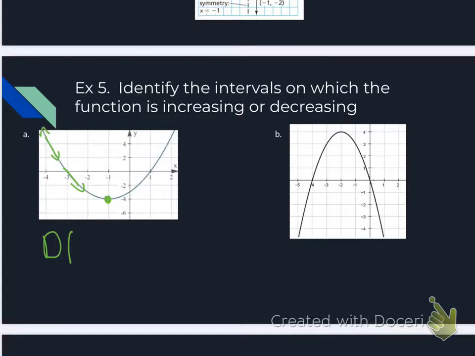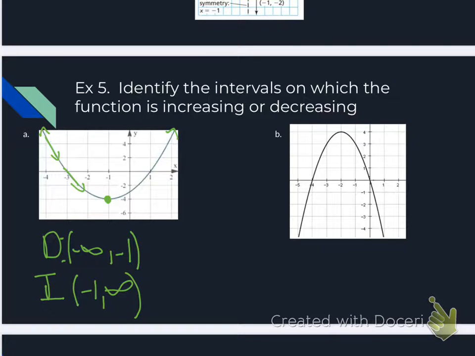So again, we assume that these are all with arrows. And this is always in the domain that we're talking about. When we talk about increasing and decreasing, we're going to write the domain. So from negative infinity to your vertex point. So what's our x value of that vertex? That's -1. It is decreasing. And then it is increasing, starting at -1, your vertex, and it goes to infinity.